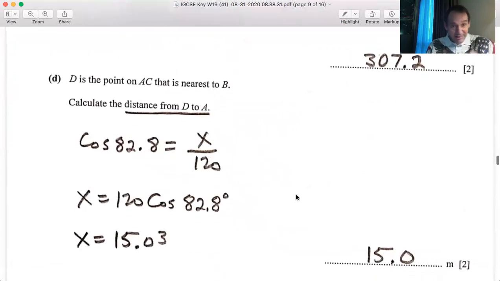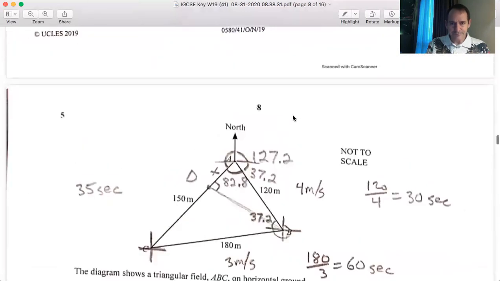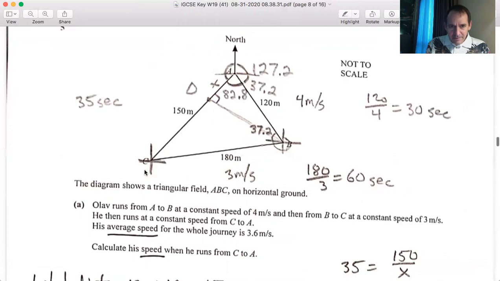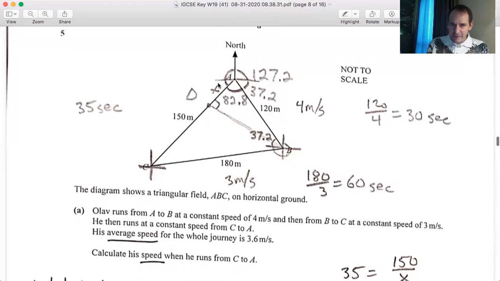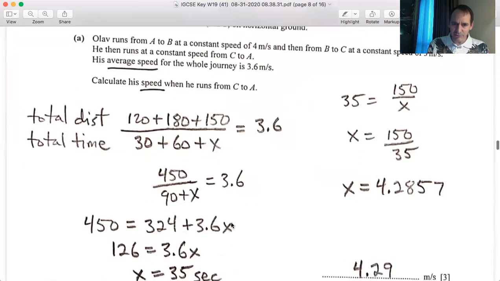307.2. D is a point on AC that is the nearest to B. So if you are on the line AC and you're closest to B, then this is going to be perpendicular. A perpendicular distance is the closest distance between a point and a line. So you just extend this line here, make it appear to be perpendicular, and that's where your point D is. We want to find out how far it is from D to A. That's our unknown. We know the hypotenuse here is 120, and we already know the angle is 82.8.